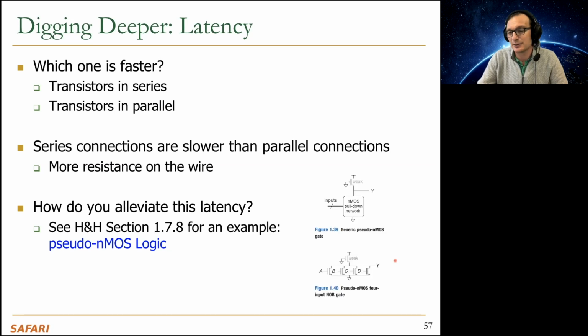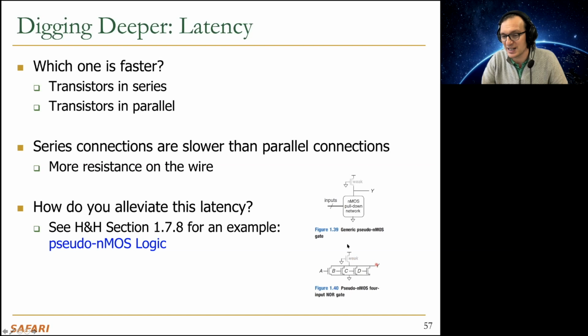And it basically looks like this. You want to eliminate the series connections because they're slow. And this is a pseudo NMOS 4-input NOR gate, for example. So you can see there are 4 inputs. It's a NOR gate. This part is in parallel. So if any of these transistors are turned on, then output becomes 0. If none of these transistors are turned on, the output becomes a 1, right?